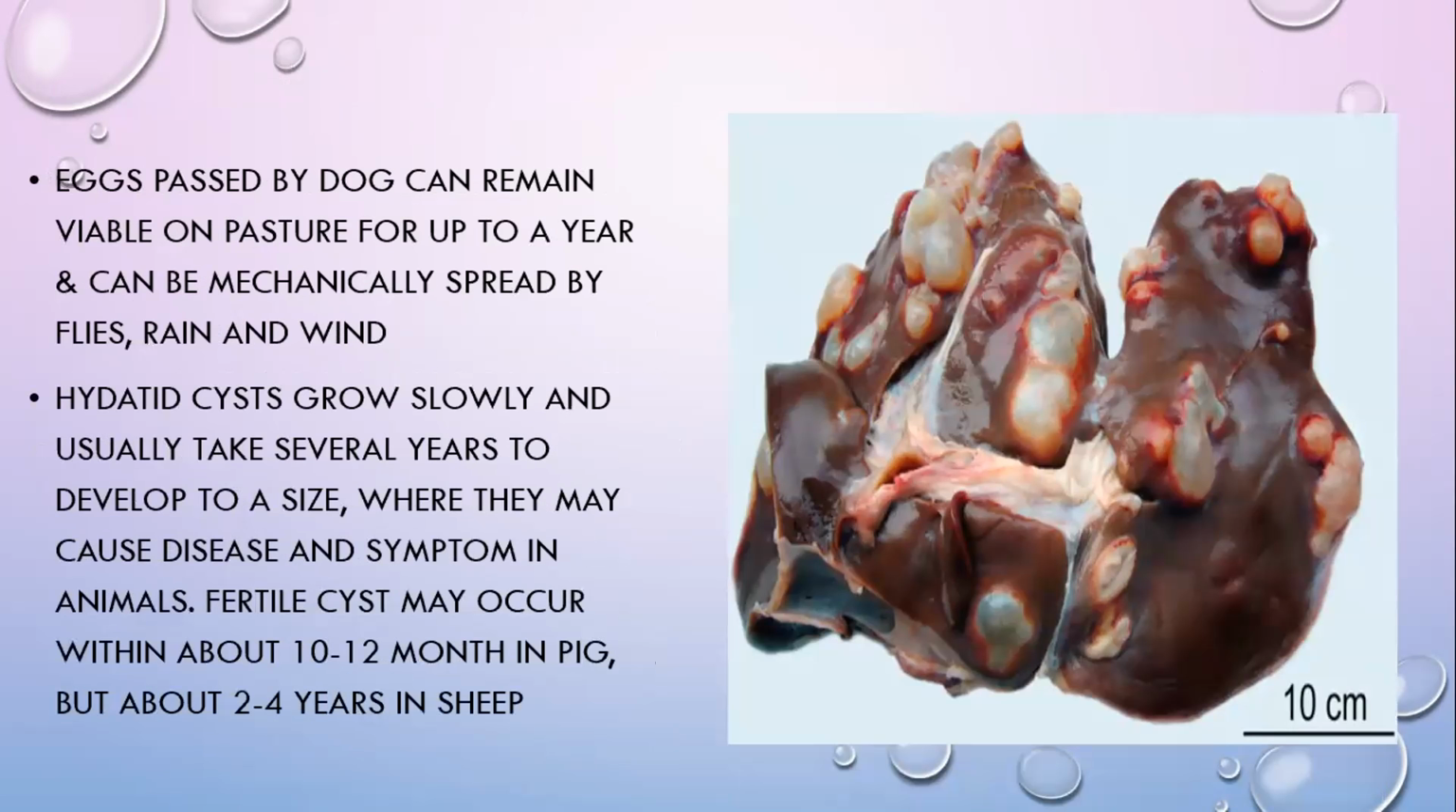Here the eggs pass. Why is this hydatid cyst important? Because the eggs passed by the dog can remain viable on a pasture for 2 years. Also, this hydatid cyst grows slowly and takes several years to develop. There may be displacement if the size becomes more.